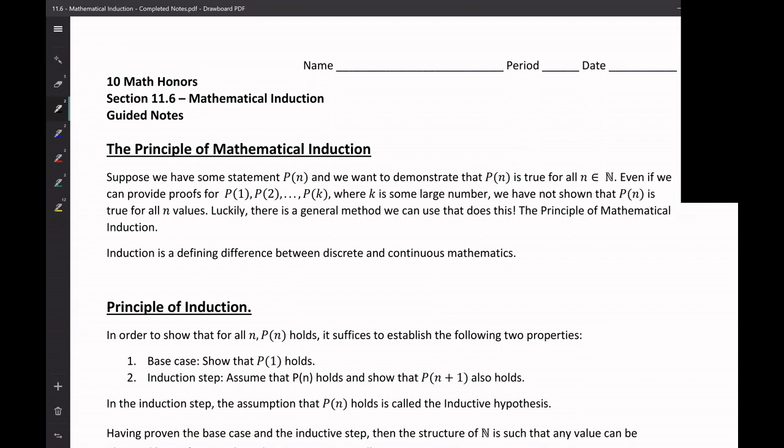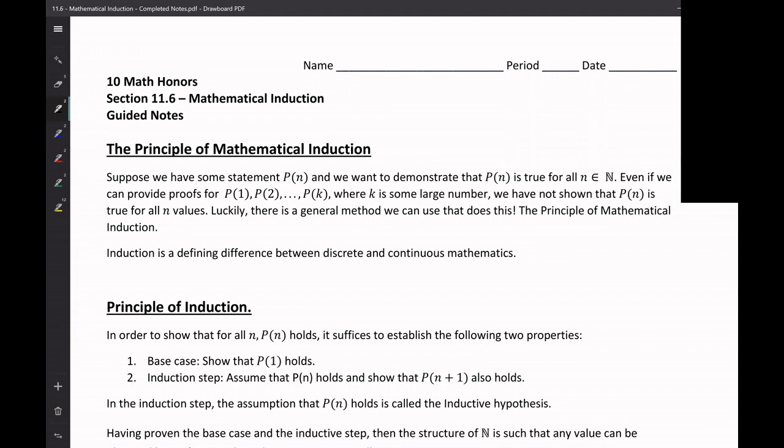So here's the principle of mathematical induction. Suppose we have some statement P of n, and we want to demonstrate that P of n is true for all n. So let's say we have a series, and we have a rule for the series, and we want to say that the sum is this kind of expression. Like what we've been doing with arithmetic and geometric series, finding that equation that we use to find the sum was really nice. But how do we prove that that's always true? We use mathematical induction to do that.